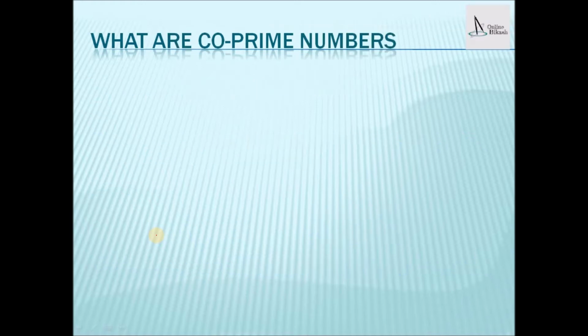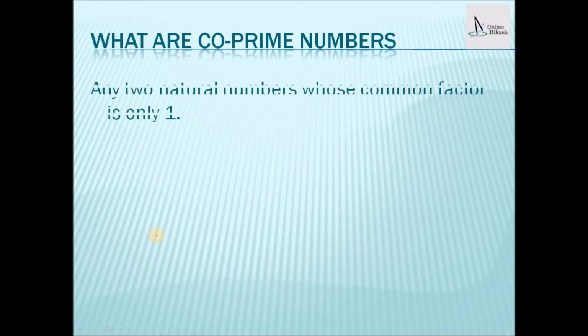What are co-prime numbers? Any two natural numbers. Remember my dear students, in this case any two natural numbers. They may be prime or they may be composite, it does not matter. Just any two natural numbers whose common factor is only 1.